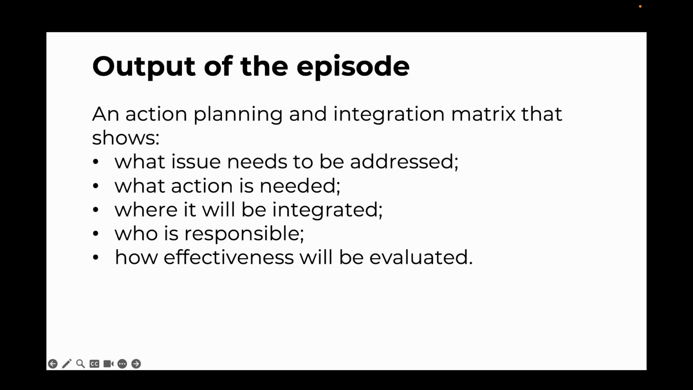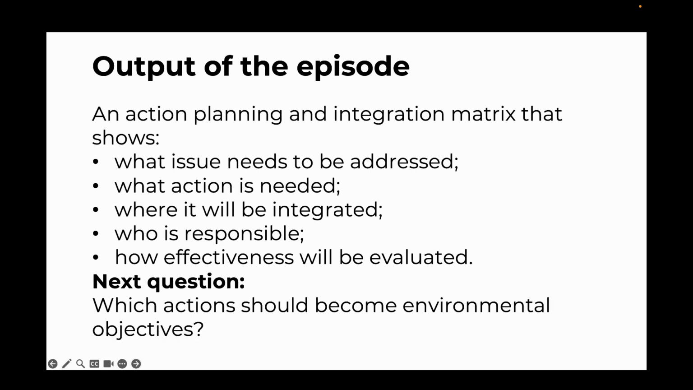Now, some actions will become routine controls. Some will become compliance controls. Some will become contractor requirements. Some will become emergency preparedness measures. Some will become supplier controls. And some may justify formal environmental objectives. That is the next step. So in the next episode, we'll look at how BlueRiver can define meaningful water-related objectives, targets, plans, and indicators.